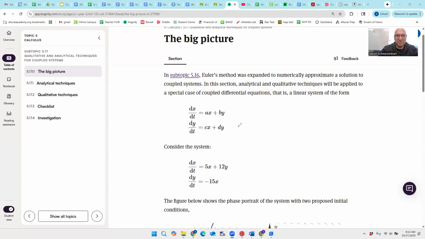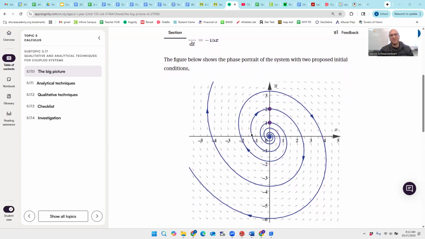Okay, so we've done coupled differential equations by Euler's method. Now we're going to talk about, and we'll get to this at the end, what is called a phase diagram. Phase portraits for a system of two proposed initial conditions. The thing starts here at the middle and then spirals out with slightly different spirals depending on the initial condition. It's slightly crazy, huh? We'll see if you can learn how to do this year.